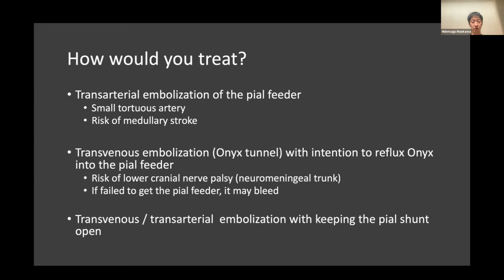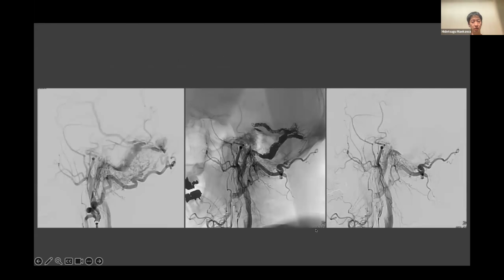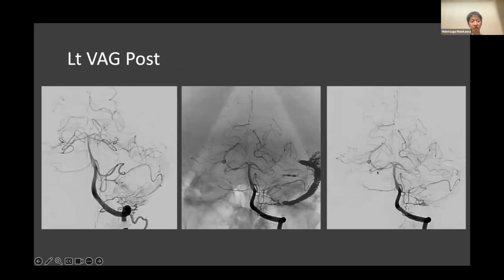So I decided to go for transvenous embolization while keeping the PL shunt just open. And this is what I did. So there is a residual shunt here, but there's no longer a cortical venous reflux. And the tinnitus was alleviated, and the patient has no neurological deficit. So what would you have done in this case?